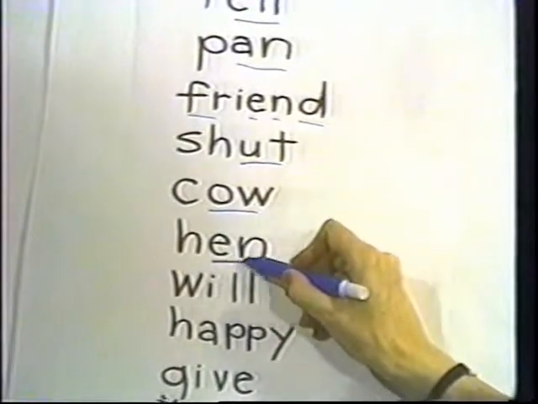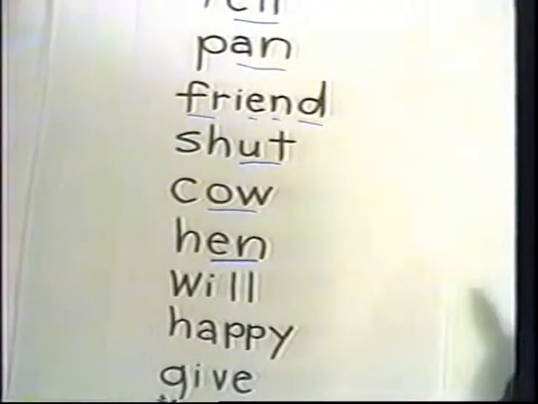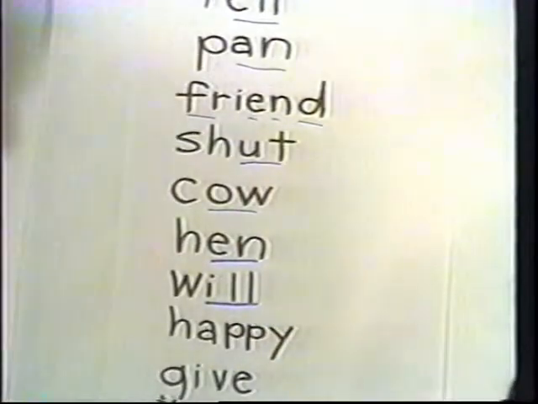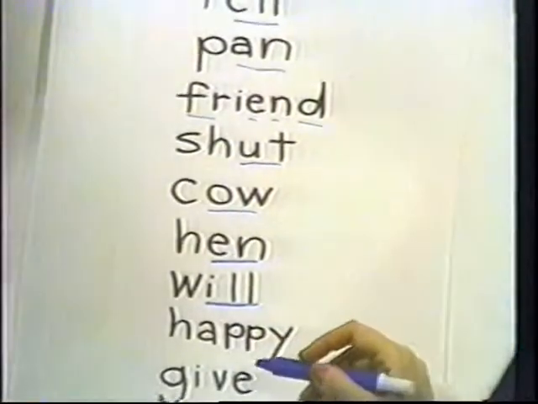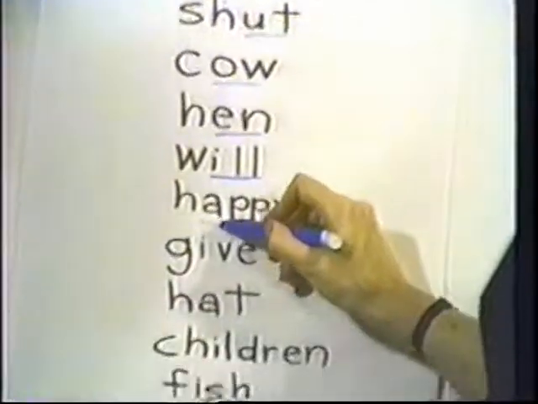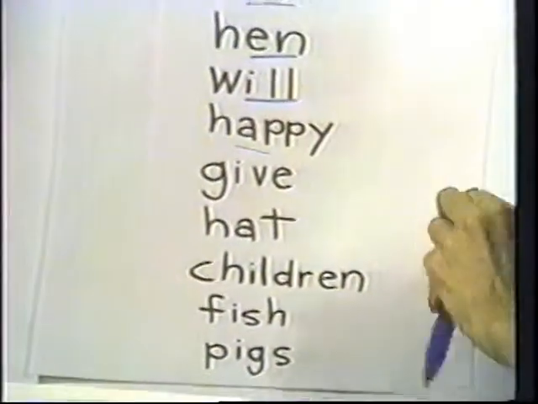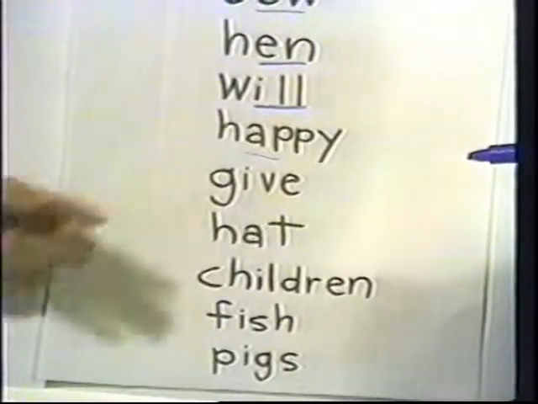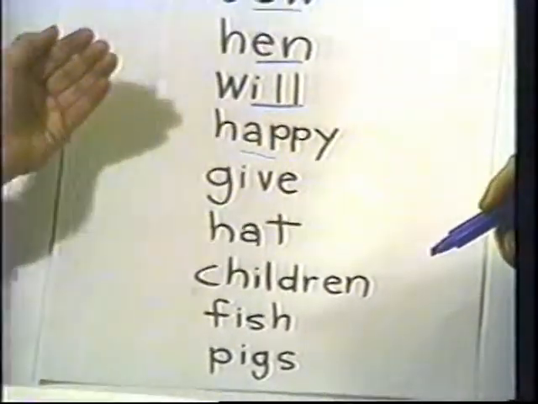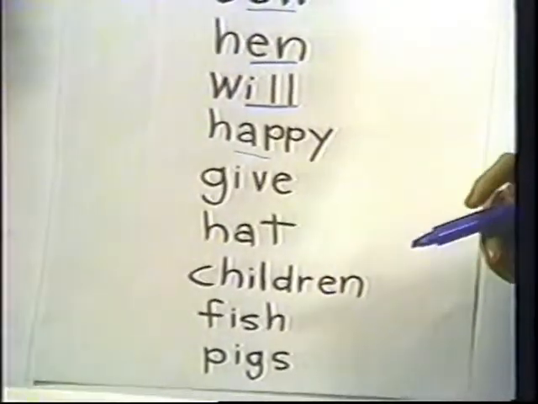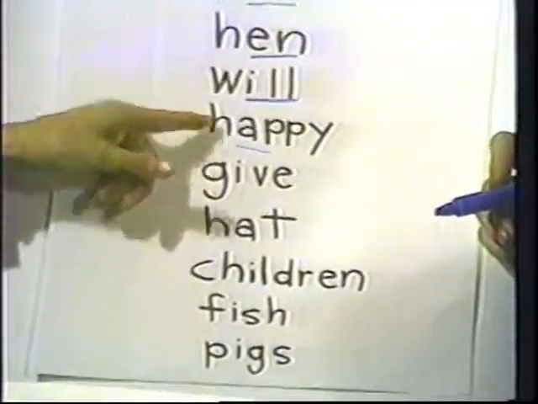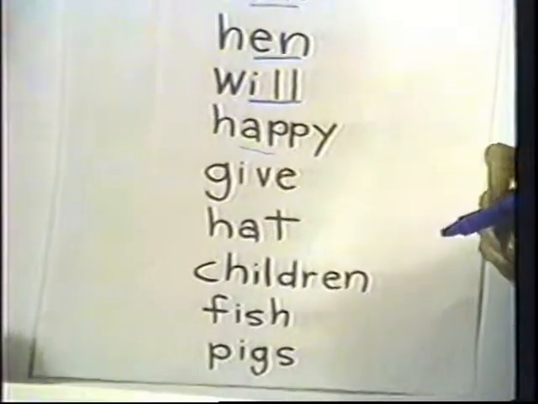Underline E-N. What's the family? N. What's the word? Hen. Underline I-L-L. What's the family? Ill. What's the word? Will. Underline A-P. What's the family? App. Add H. Hap. Keep going. P. Now, see, when I say keep going, you go happy, the whole word. Let's try that again now. What's the family? App. Add H. Hap. Keep going. Happy. Right, okay.